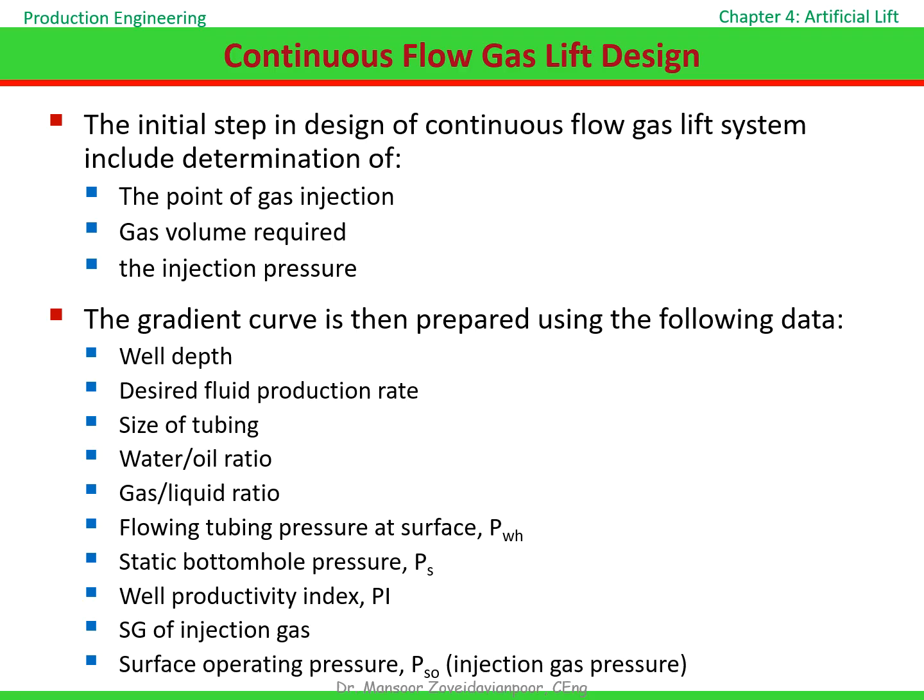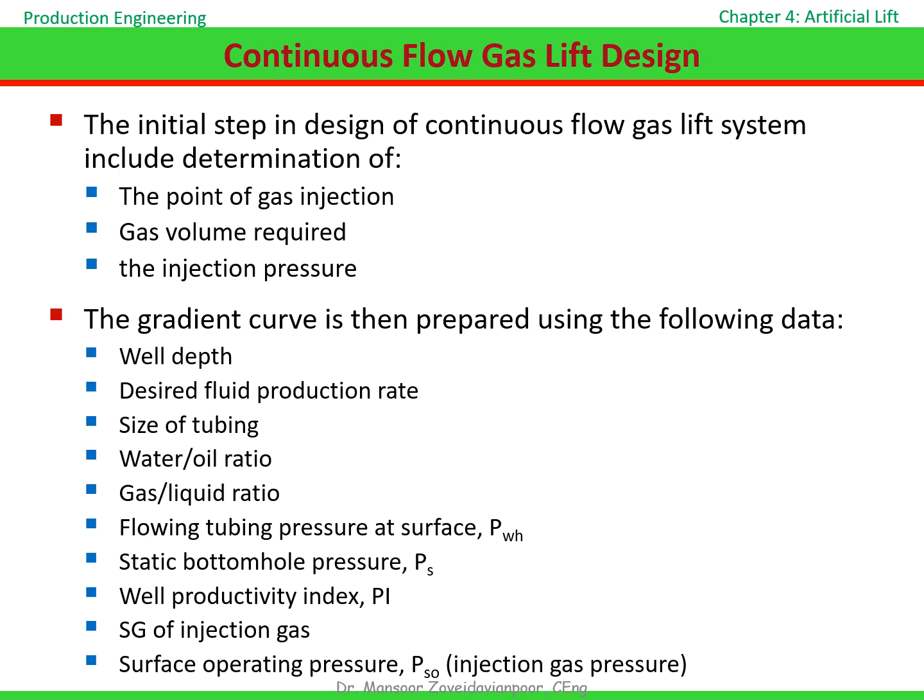To answer these questions, engineers collect critical well data such as well depth, production target, tubing size, water cut, gas-liquid ratio, reservoir pressure, productivity index, and available injection pressure. Using this information, we construct pressure gradient relationships for the well. These pressure profiles help us identify the optimum injection point and estimate the gas volume needed to achieve the desired production rate. The quality of the design depends directly on the quality of the input data.